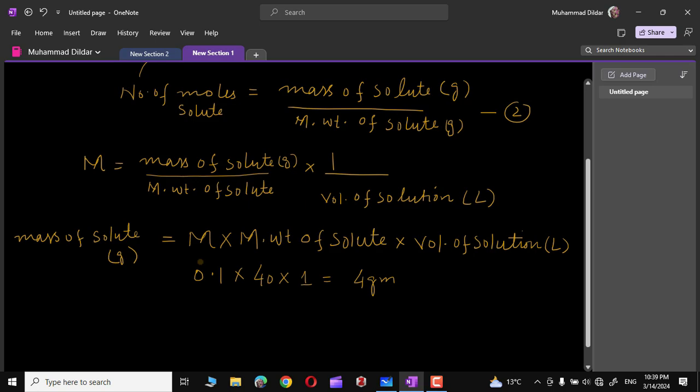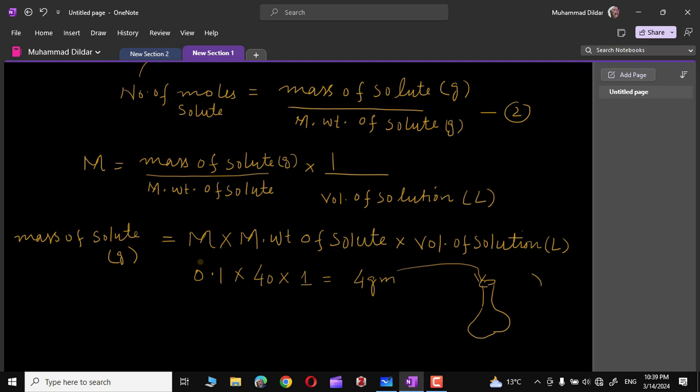Now you can simply take a volumetric flask of 1 liter and put in these 4 grams over here, and then simply add distilled water into this flask. Let's say it is a 1 liter flask. First put in a few ml of the distilled water, shake it. When it's completely dissolved, then simply fill it up to the level where it says 1 liter. Then boom, you are done with your solution.